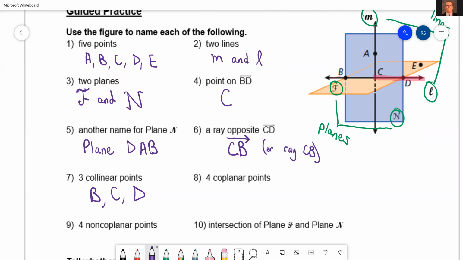What about 4 coplanar points? So they either have to all be in the blue rectangle or in that orange shape. So B, C, and D are going to be in there, because they're on both of them. That's where they intersect. Which letter would I rather use? A or E? E? Okay, let's use E. We haven't given E much love today yet. So let's use E.